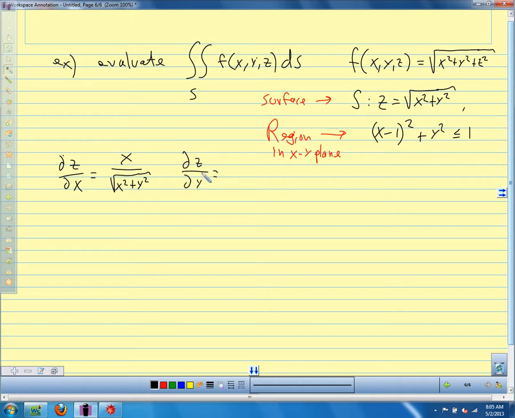So dz/dy is going to be y over the square root of x squared plus y squared. So ds, our little piece of area, is this lovely radical.